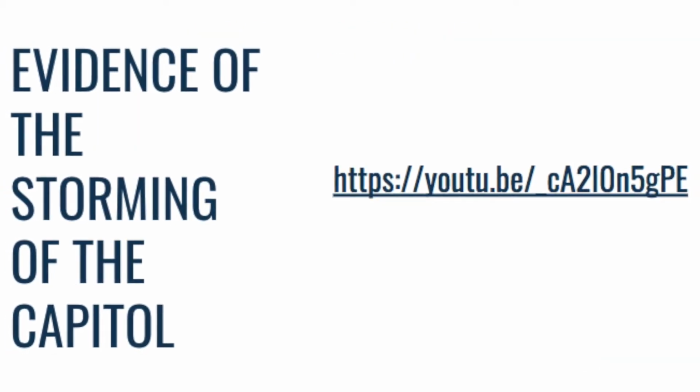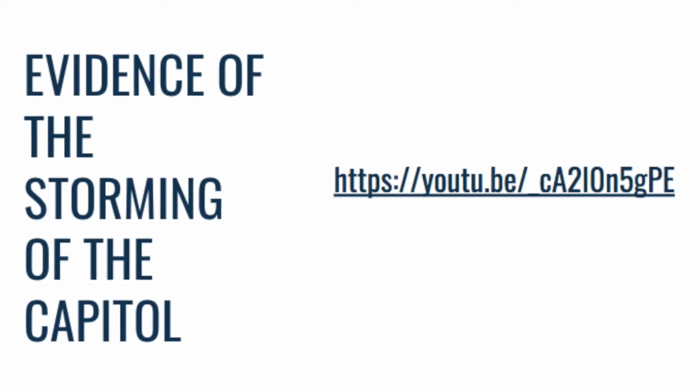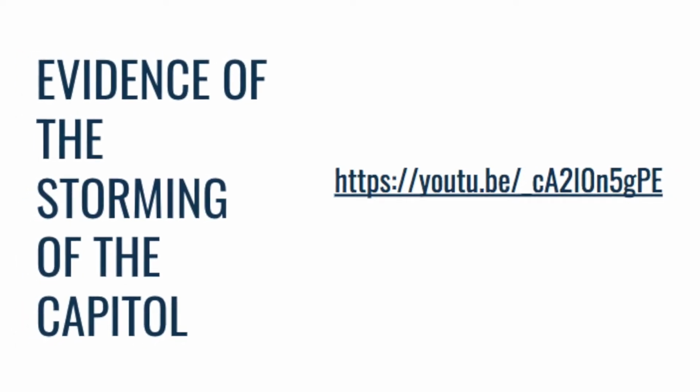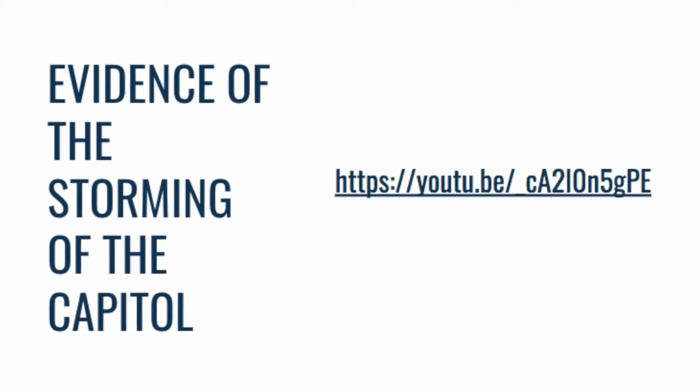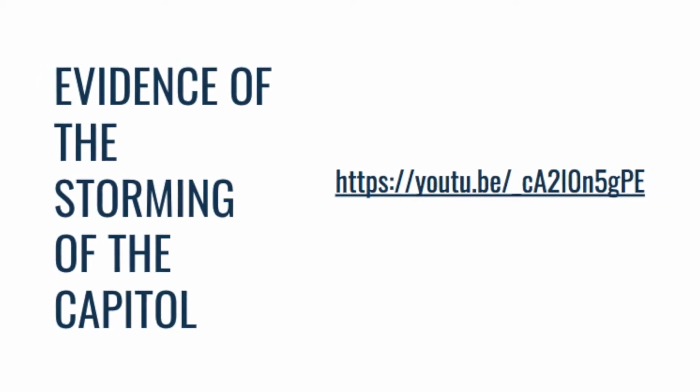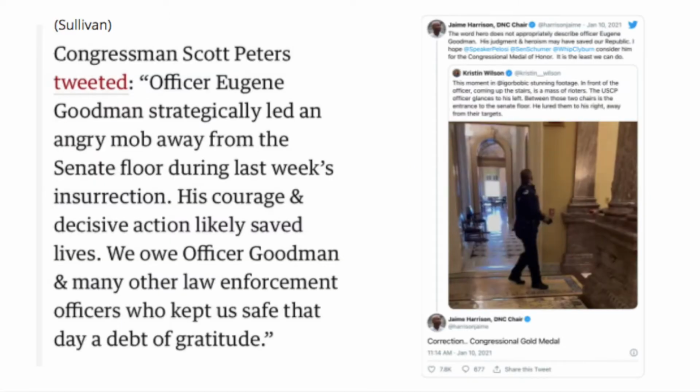This is a video that was provided by the article as evidence of the storming of the Capitol and the riots, in which Officer Goodman distracted the rioters. Apart from that, there was a statement made through a tweet from the Congressman Scott Peters that supports Officer Goodman's actions, and also another tweet that describes the video presented by The Guardian and how the officer distracted the rioters by taking a right instead of a left, leading them the wrong way.